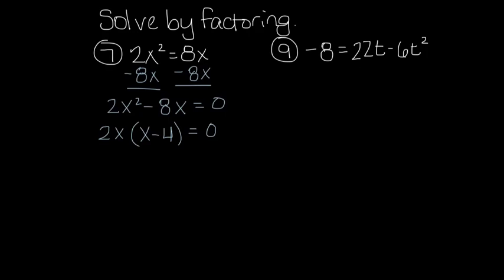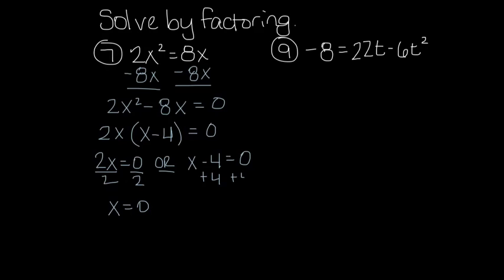Now I can say that I have two things multiplied together that equal 0, so one of them has to be 0. Either the 2x equals 0, or the x minus 4 equals 0. If I solve each one, divide both sides by 2 over here, and I get that x equals 0. Add 4 to both sides over here, and I'm left with x equaling 4. So my solution set is that x could equal 0 or 4.